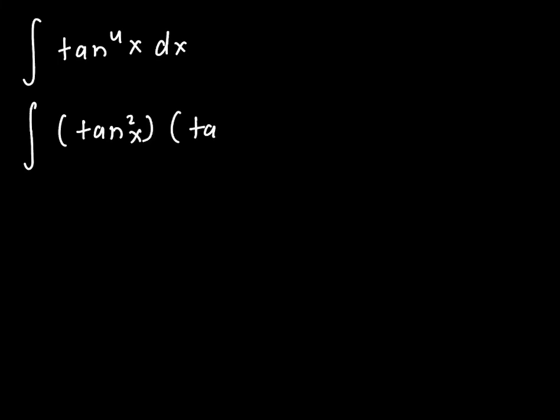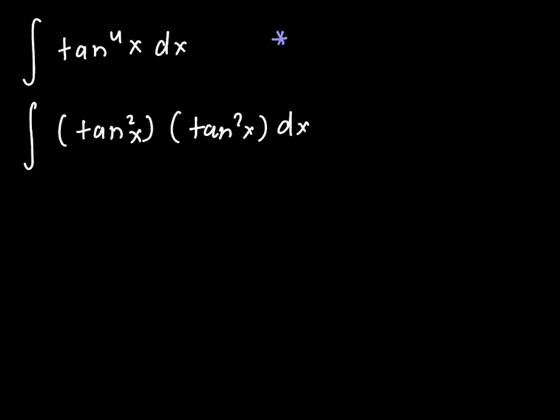Today we're going to solve for the indefinite integral of tangent to the power 4 x dx. To solve this indefinite integral, first we're going to expand this into tangent square x into tangent square x dx. Why did we do it?